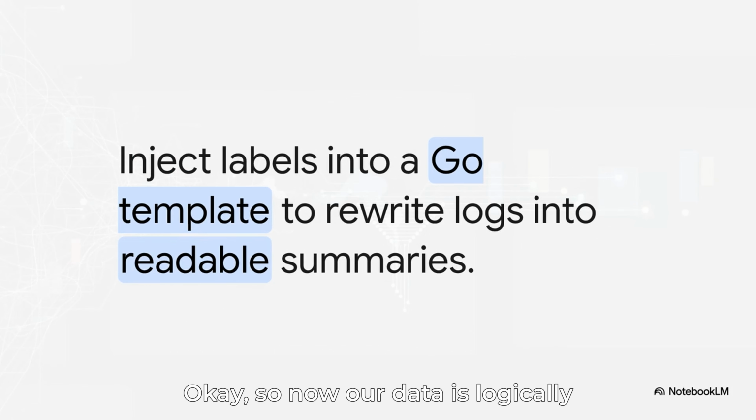Moving right along to Section 5, crafting custom line formats to build readable outputs. Okay, so now our data is logically structured, which is great. But during a frantic incident response, human readability is everything. We don't want to squint at massive JSON blobs. By using the line_format expression, we can just inject our extracted labels right into a Go text template using those double curly braces. It strips away all the background noise and presents only the critical data you actually need to see.